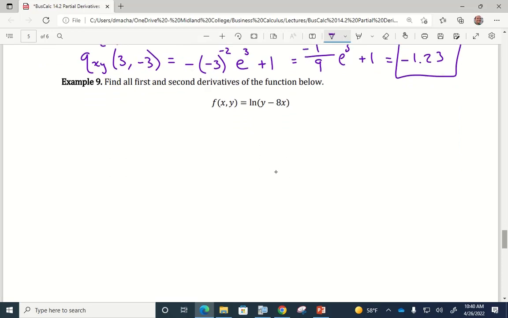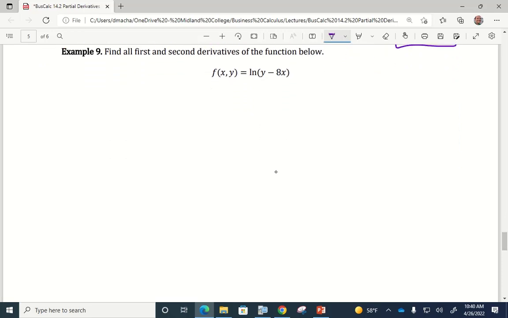Example 9 says find all first and second derivatives. So all first and second derivatives, that means I want to find the derivative with respect to x, the derivative with respect to y, the second derivative with respect to x, the second derivative with respect to y, and my mixed partial derivative.